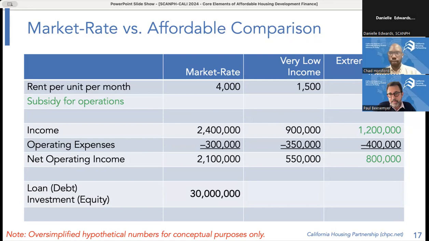And likewise, on the extremely low income property with the operating subsidy, in our example, there's a little bit more to go around, but it's certainly not going to be enough. So if you take nothing away from this presentation, I would focus on slide 17. If you're a political staffer, that's one to show to your boss.